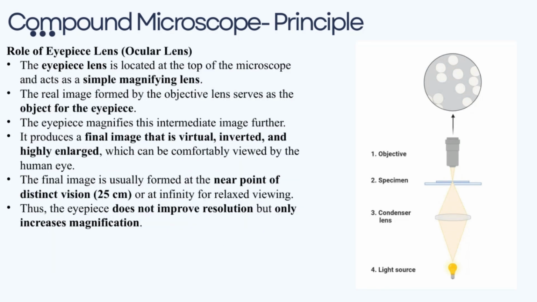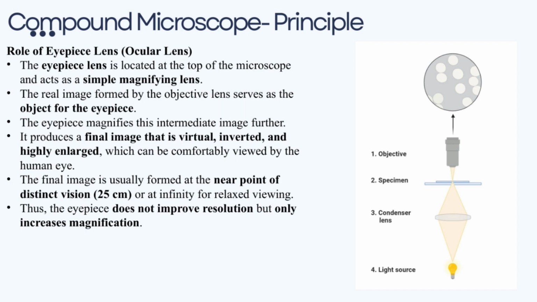Now, let's focus on the role of the eyepiece lens, also known as the ocular lens, in the compound microscope. It's located at the top of the microscope and functions as a simple magnifying lens. Essentially, it takes the real image formed by the objective lens and acts on it as if it were an object itself. The eyepiece then magnifies this intermediate image even further, which is key to achieving the high level of magnification we associate with microscopes.